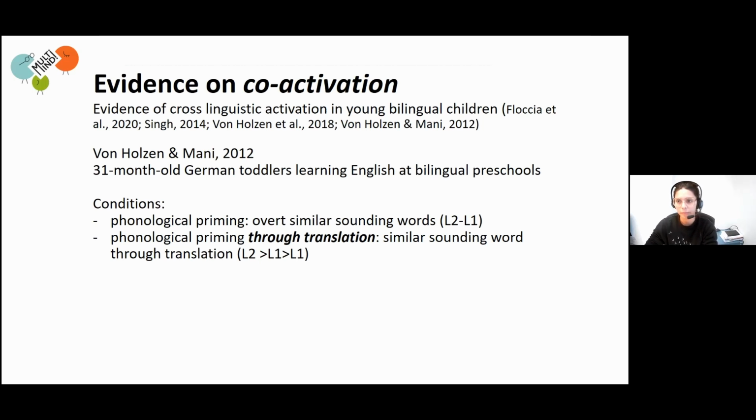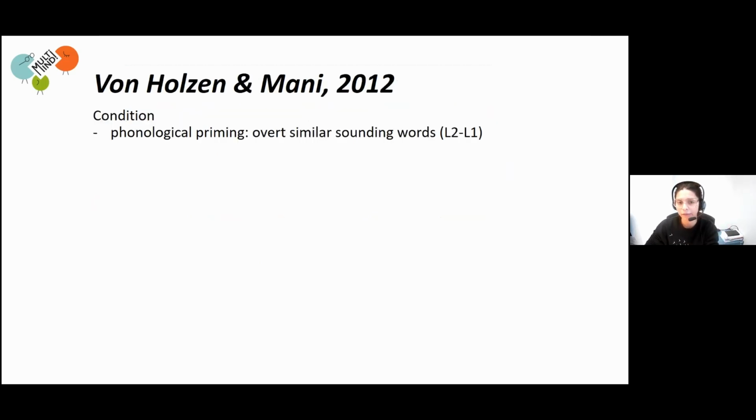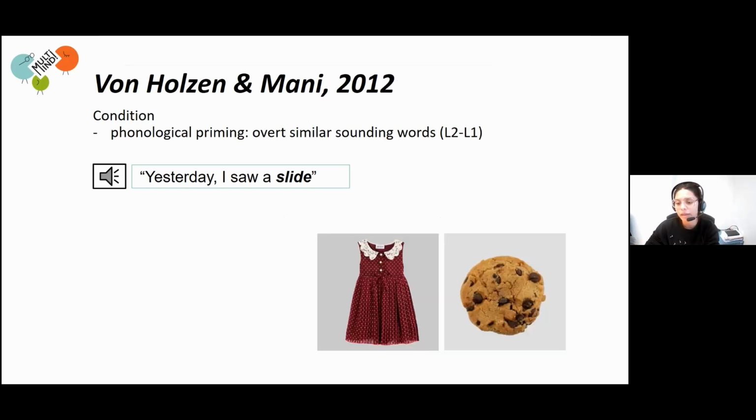Let's see an example from the phonological priming condition. For example, they presented the children with sentences like, "Yesterday I saw a slide," and then children saw two pictures of a dress and a cookie. Next, the children hear the word Kleid, which is dress in German.